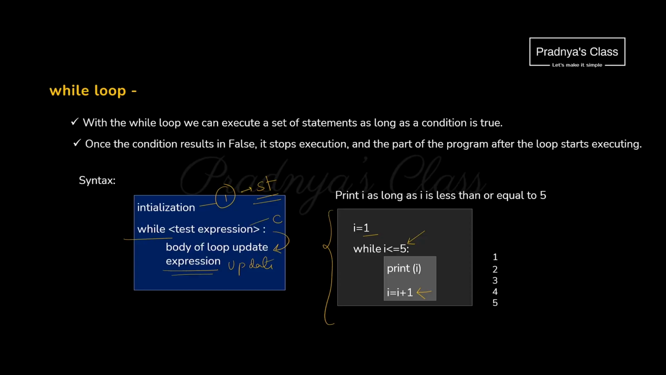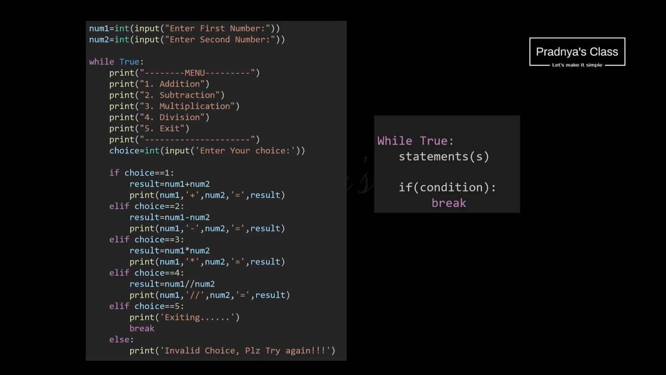Generally we take one variable to execute the loop. It is called the counter variable. But in programming, while loop is used to create an infinite loop.